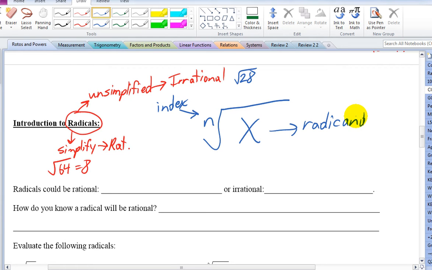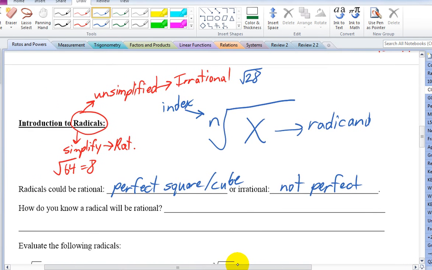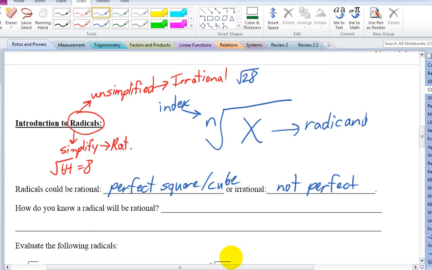So radicals could be rational if they're a perfect square, or cube, or 5 or 6. We usually don't deal with those. Or irrational if they're not perfect. We just looked at that up top. How do you know a radical will be rational? If it can be completely simplified.